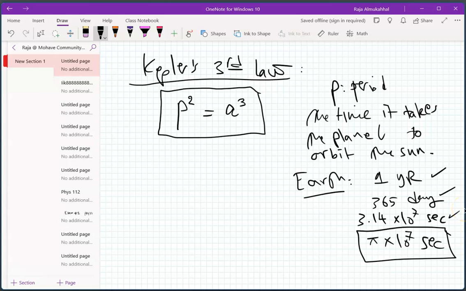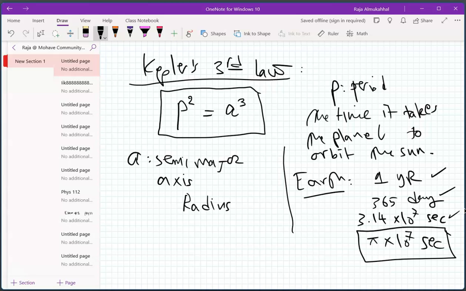And then you have the a here, which is the semi-major axis. For all practical purposes, we can just think of it as the radius of the orbit, because the deviation from being a perfect circle is very, very small. Anyway, so this is basically the semi-major axis or the radius of the orbit.